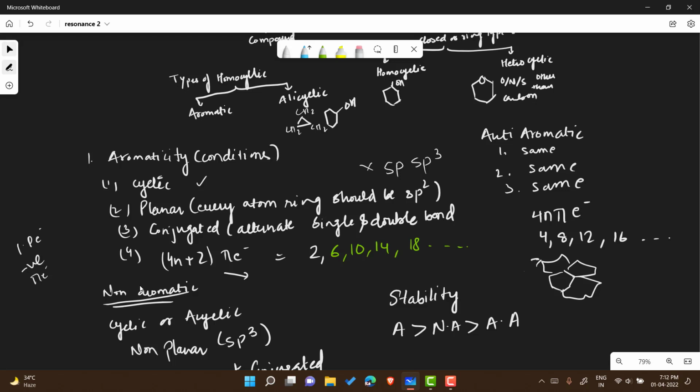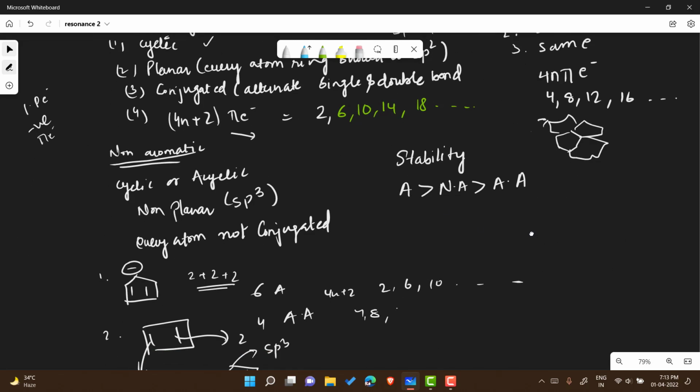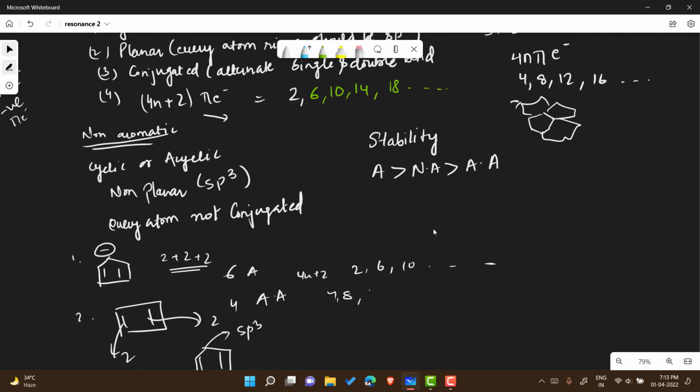For anti-aromatic, the first three conditions are same, just the final condition changes, that it should have 4n pi electrons. So the electrons must be in multiple of 4: 4, 8, 12, 16. Okay, and then non-aromatic compounds are basically compounds which are acyclic, or if a cyclic compound or any other compound has one sp3 hybridized carbon, which is not planar, right? One sp3 hybridized carbon, then it will be non-aromatic.